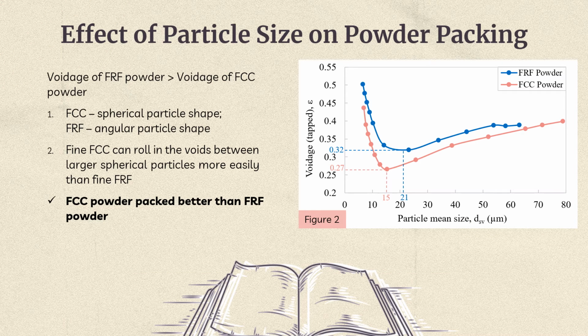Based on Figure 2, the voidage of FRF powder is greater than that of FCC powder. This is because FCC consists of particles with more spherical shape compared to FRF particles with more angular shape. Hence, the fine FCC particles can roll in the voids between the larger spherical particles more easily than fine FRF particles. Therefore, it indicates that FCC powder packed better than FRF powder.